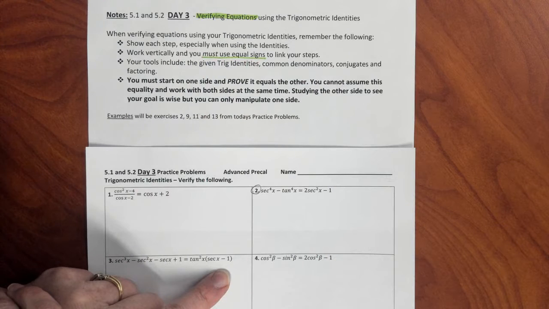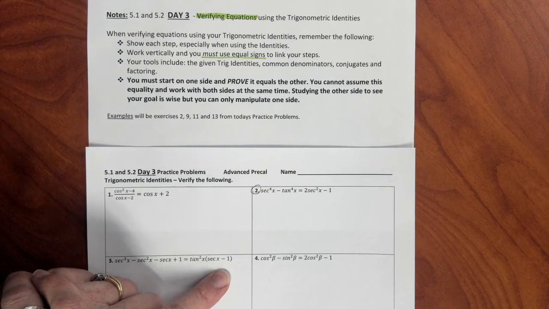The tools, still going to use a lot of different things. You're going to use your identities, you're going to do the common denominator. Sometimes you've got conjugates and factor, lots of factoring.